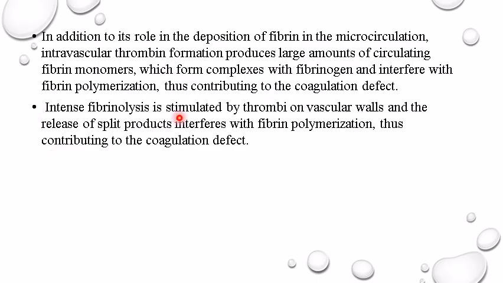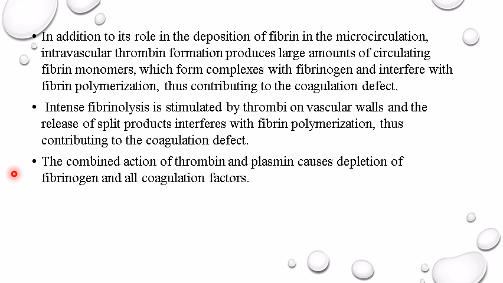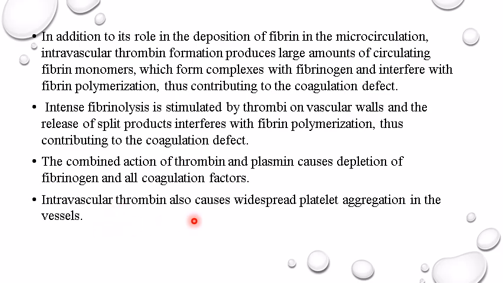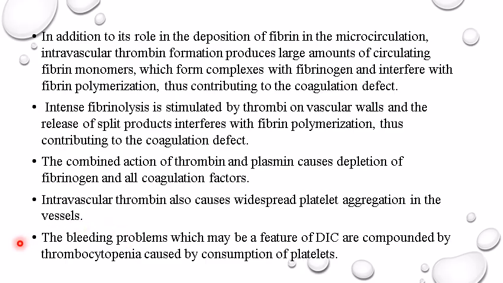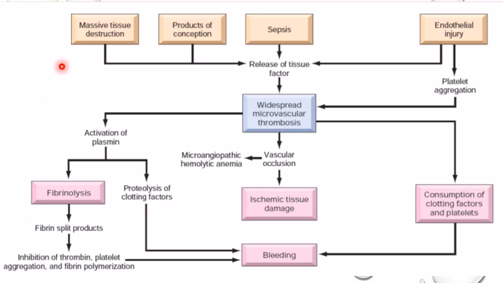In DIC, this fibrinolysis, because of widespread coagulation, leads to generation of a huge amount of what are called fibrin degradation products that will interfere with the normal coagulation system and will augment, that is to say, increase the coagulation defect. All these processes lead to depletion of fibrinogen and all coagulation factors, and widespread platelet aggregation leads to thrombocytopenia. So bleeding is a major manifestation of DIC because of thrombocytopenia and coagulation defects.